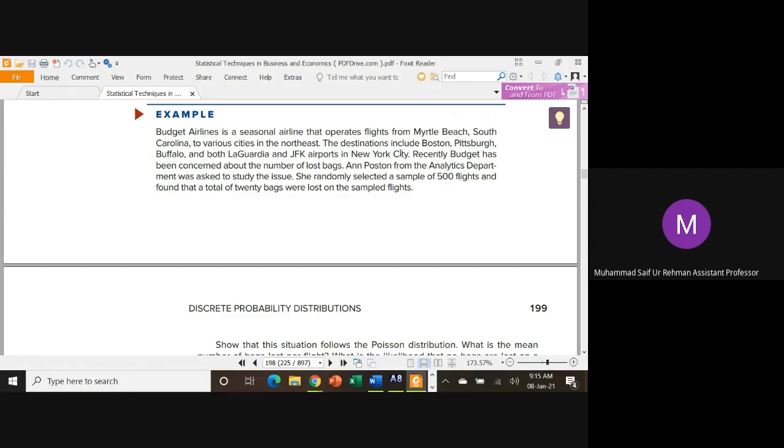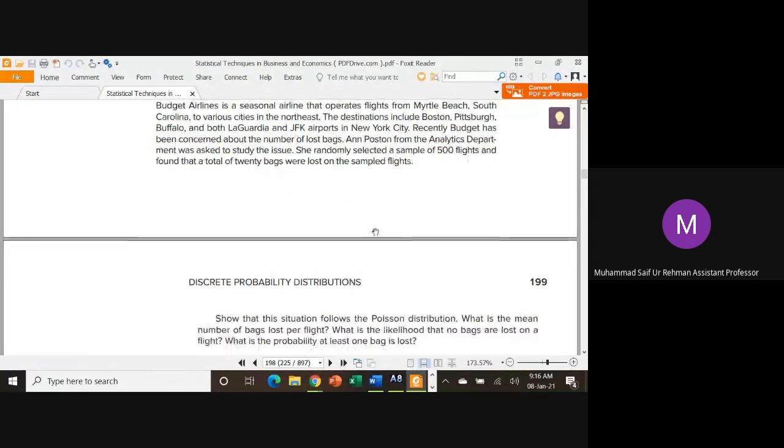Recently, so this is the story. You don't have to concentrate so much upon this story. Basically, you are interested in figures. So recently, Budget has been concerned about the number of lost bags. And Poston from the analytics department was asked to study the issue. So this is some lady who has been asked to study this issue. She randomly selects a sample of 500 flights and found that a total of 20 bags were lost on the sampled flights.